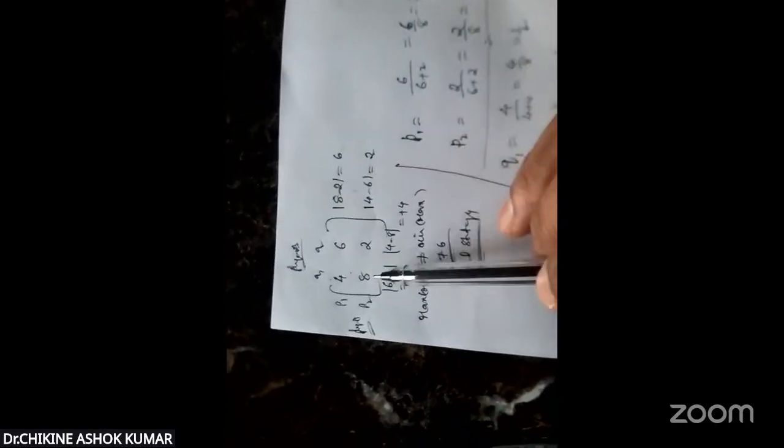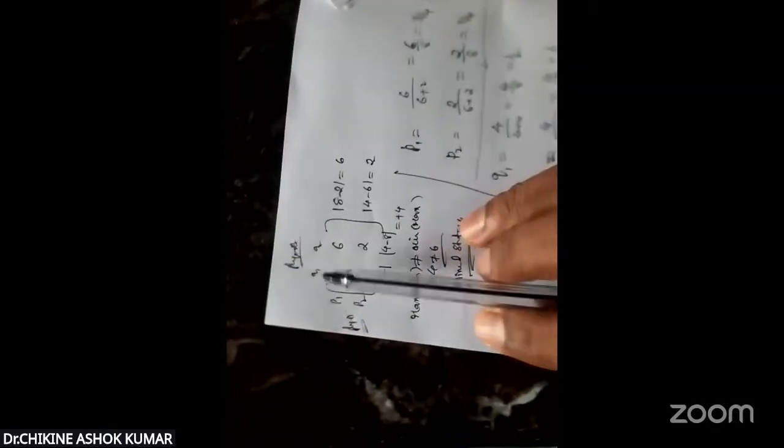Value of the game according to the first one: I got 4 into 6 plus 8 into 2 divided by 4 plus 6 plus 2. So it is 24 plus 16, 40, divided by 8. So I got 5. Next, according to the second column, 6 into 6 plus 2 into 2 divided by 6 plus 2. So in this case, 36 plus 4 by 8. Again, this is 40 by 8. So this is 5 only.